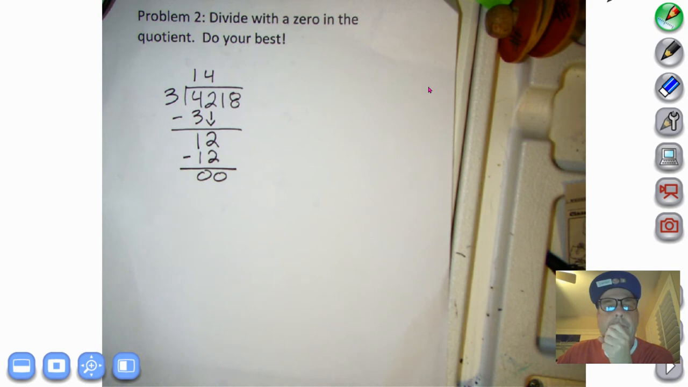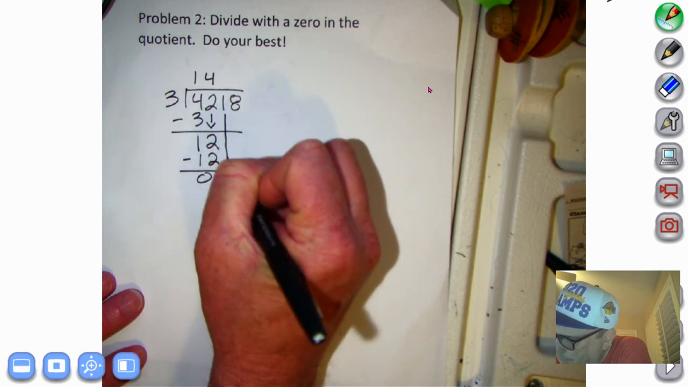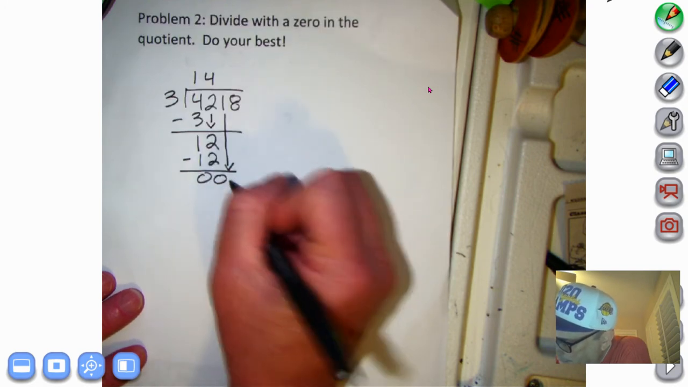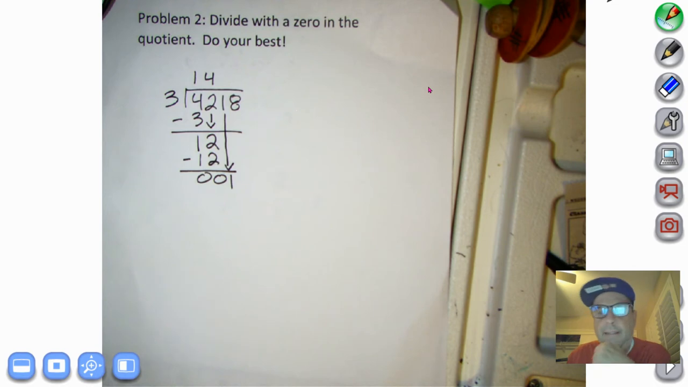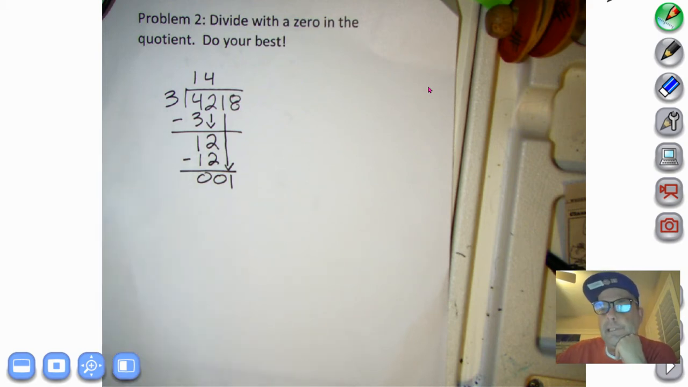Well, I can't very well divide 0 by 3, so I'm going to have to bring the 1 down. He's parachuting down. And here's our problem. This is where it gets a little sticky, difficult, complex. I can't divide the 1 by the 3, can I? It's just not going to happen. So what do I need to do? Well, I need to bring down that 8.